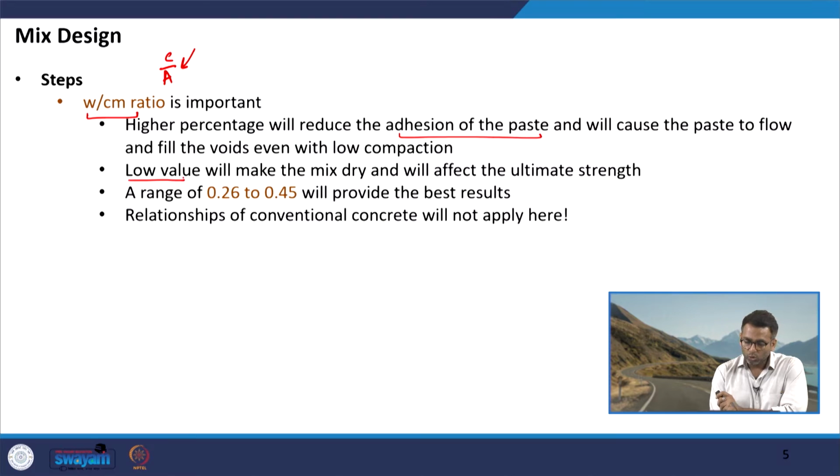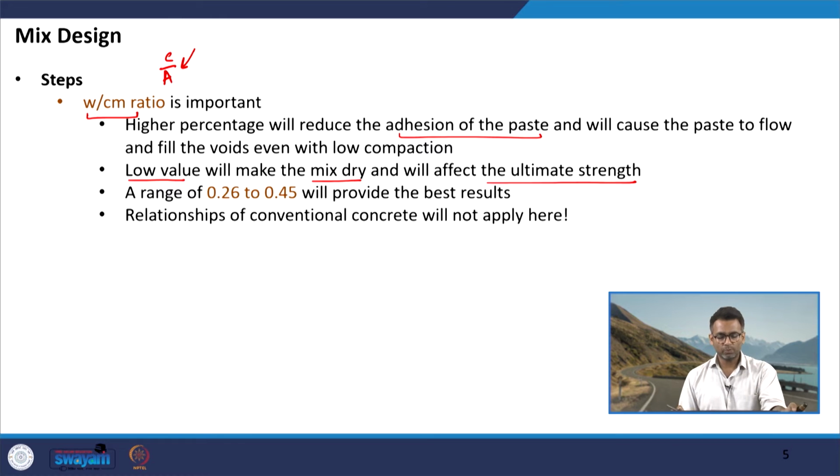However, we cannot use a very low value also, because then it will make the mix very dry and it will also affect the ultimate strength. Okay. So, through experience it has been seen, because the specification does not mention any rational reason why this range has been prescribed, but through various experiments it has been seen that a range of 0.26 to 0.45 in case of pervious concrete will provide good results.